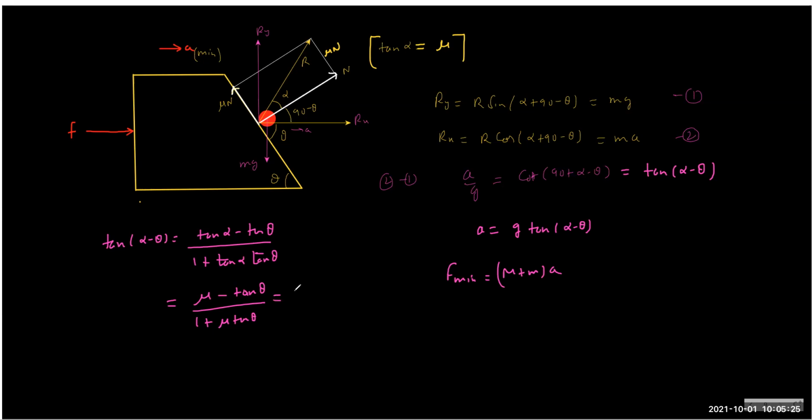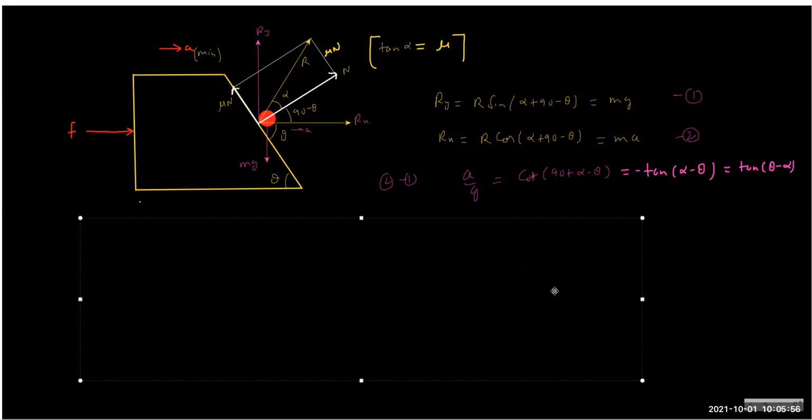No, you just need to add sin and cos. You get mu cos theta minus... somewhere we have made a mistake. Is it theta minus alpha? I think we have made a mistake here. The cot of 90 plus theta is what? Negative. It's minus actually. So I can write this as minus this, or we need to make a small change. Let me just remove this part, and then you can keep on writing. So we got a equals g tan theta minus alpha. And now we have the answer.